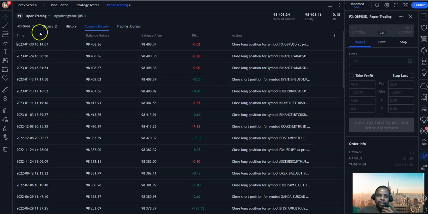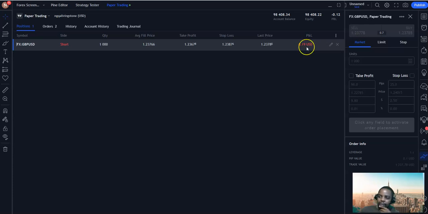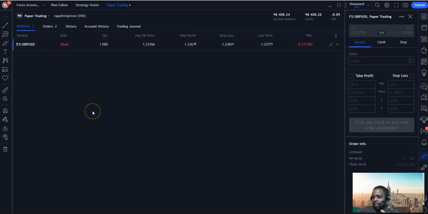Trading journal, no, orders, position. There we go. I'm short. It's minus. This is the one trade. Short means sell, for those who don't know. It means that I've sold the market. And long means you have bought into the market. So I won't take it out.